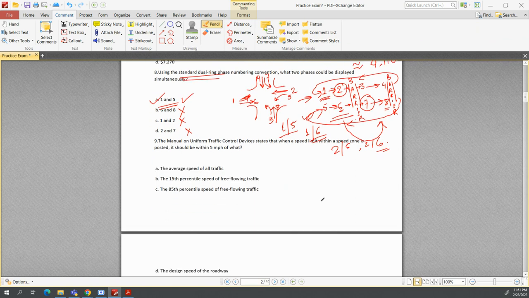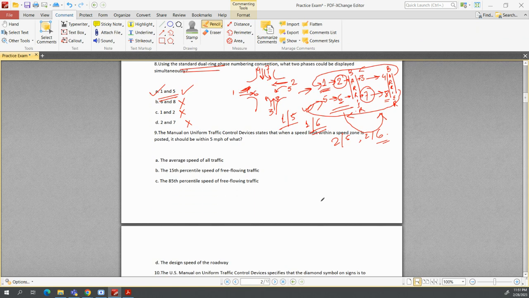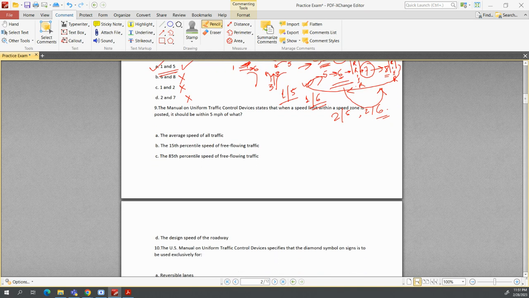So let's move to the next problem. The Manual on Uniform Traffic Control Devices states that when a speed limit within a speed zone is posted, it should be within 5 miles per hour of what? Okay. The speed limit should be within 5 miles per hour of the 85th percentile speed. It's given the average speed of the traffic, the 15th percentile, and the design speed.